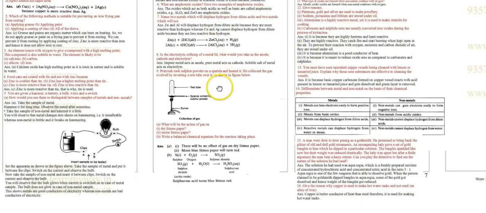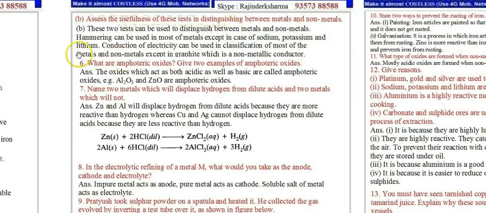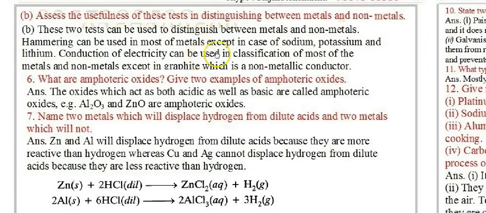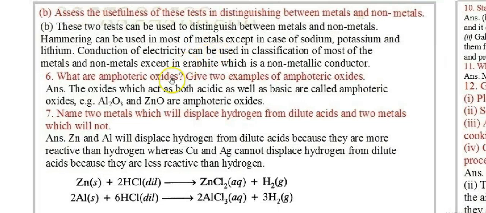Then question number 6. Also, assess the usefulness of these tests in distinguishing between metals and non-metals. Then, what are amphoteric oxides? Of course, they are both acidic as well as basic in nature. Examples are aluminium oxide and zinc oxide.